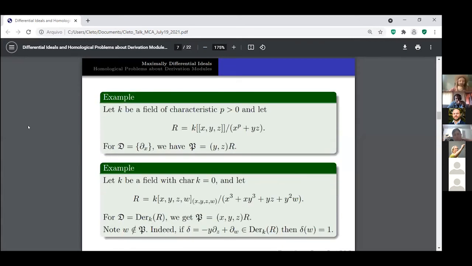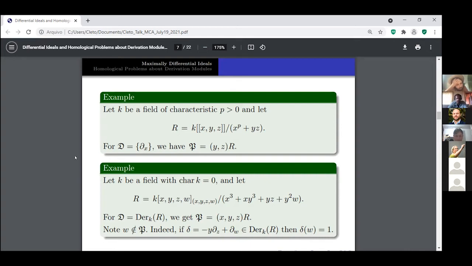So for an example over a non-regular ring, we have this hypersurface local ring. If you take D as being this set consisting of the partial derivative with respect to X, then you have P like this, generated by Y and Z.